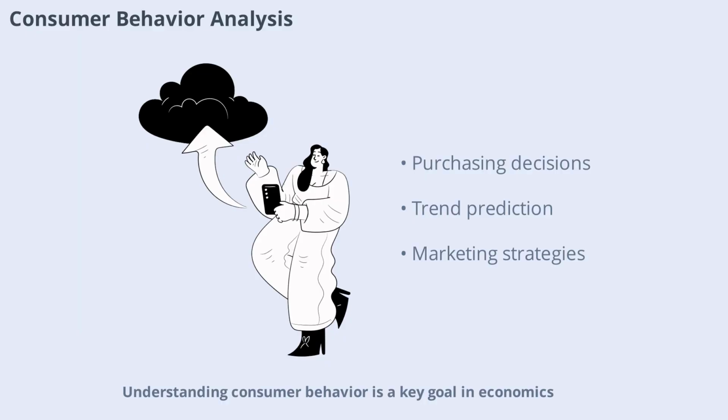Understanding consumer behavior is a key goal in economics, and linear models play a central role. By analyzing how factors like income, prices, and advertising affect purchasing decisions, economists can predict trends and design effective marketing strategies. Linear models help businesses and policymakers understand what drives consumer choices and how to influence them.